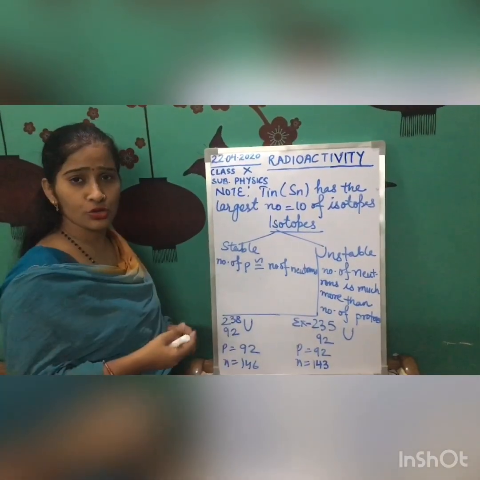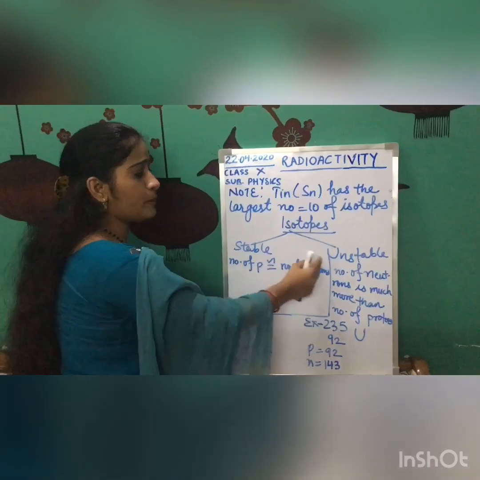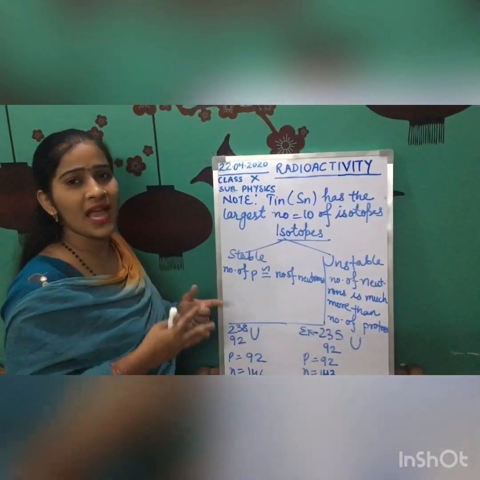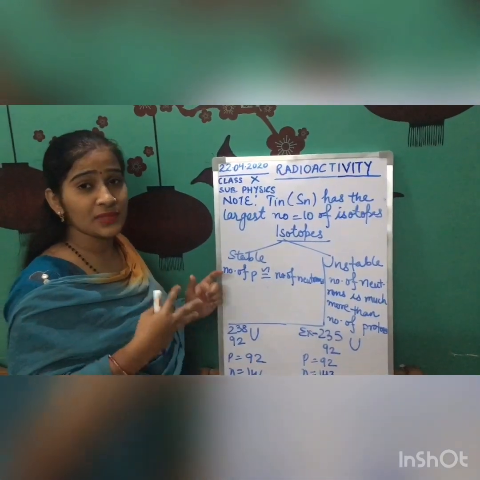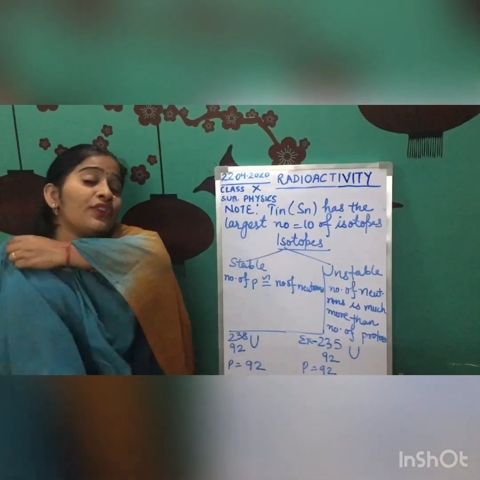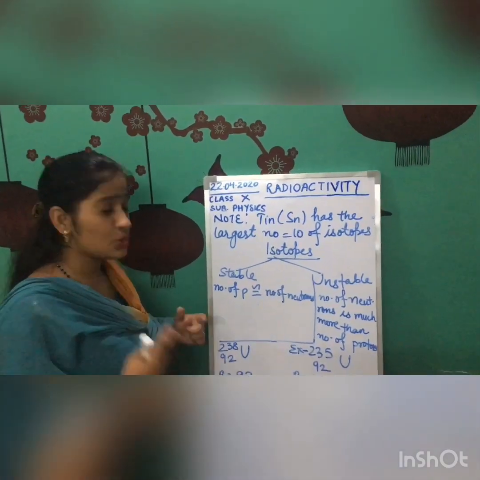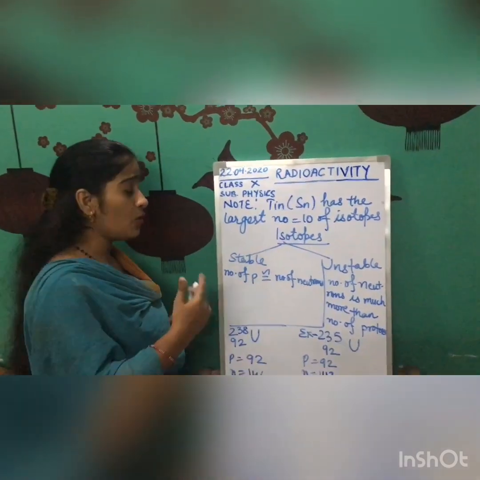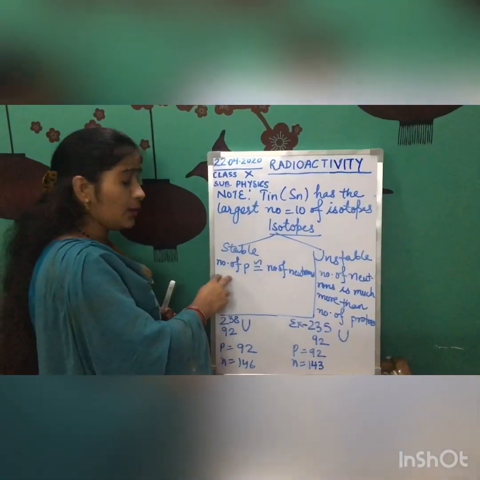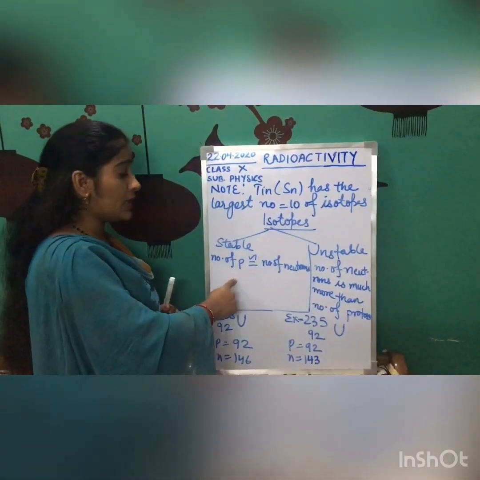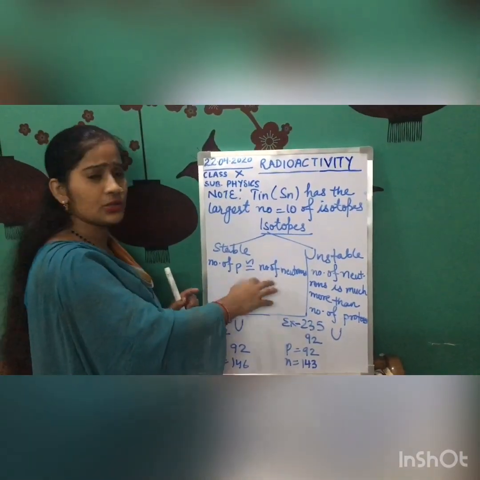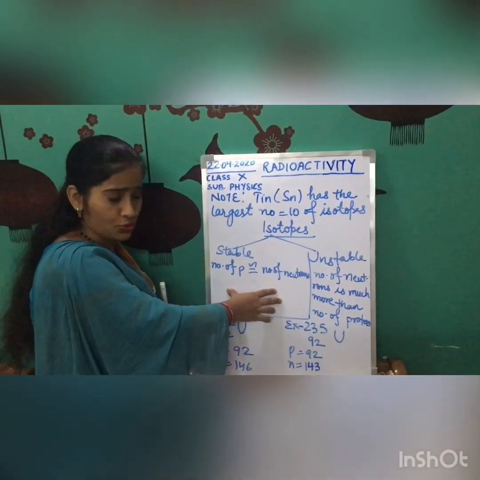Now isotopes are also of two types, stable isotopes and unstable isotopes. Stable means they do not react easily, whereas unstable means they show the radioactivity phenomenon very soon. What are stable isotopes? Stable isotopes are those isotopes in which the number of protons is nearly equal to the number of neutrons.